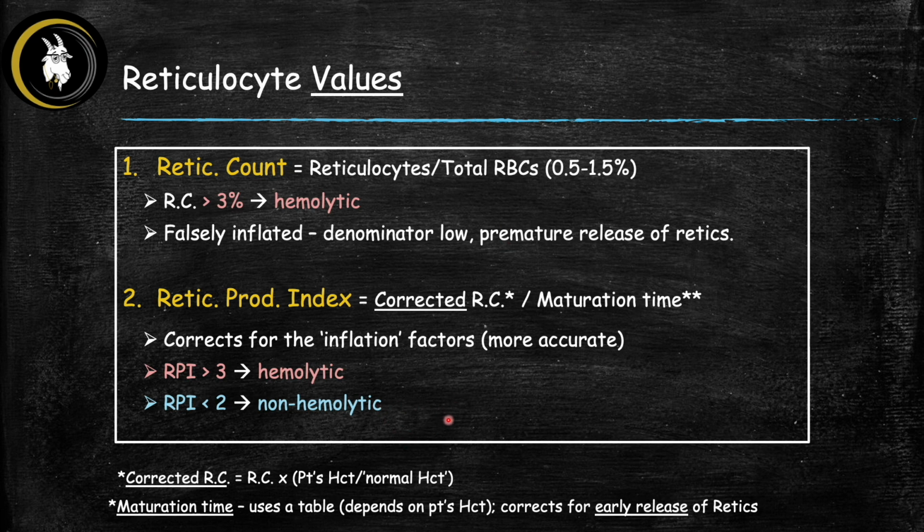So to summarize, on a question where you have to interpret whether a patient has high or low reticulocytes, either of these two parameters will be provided for you. If the reticulocyte count is greater than 3%, or if the RPI is greater than 3, then most likely you're dealing with a hemolytic anemia.